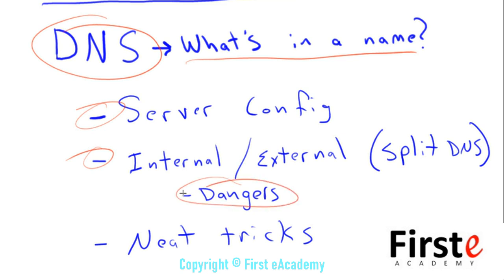And then I want to finish off the nugget with a couple really neat tricks, things like round robin DNS and stuff like that. So let's get right to the command line and get started with this nugget. DNS is something that you use every day, but you may not think too much about it. So let's take a look at it on the command line on our server and learn what we can learn.